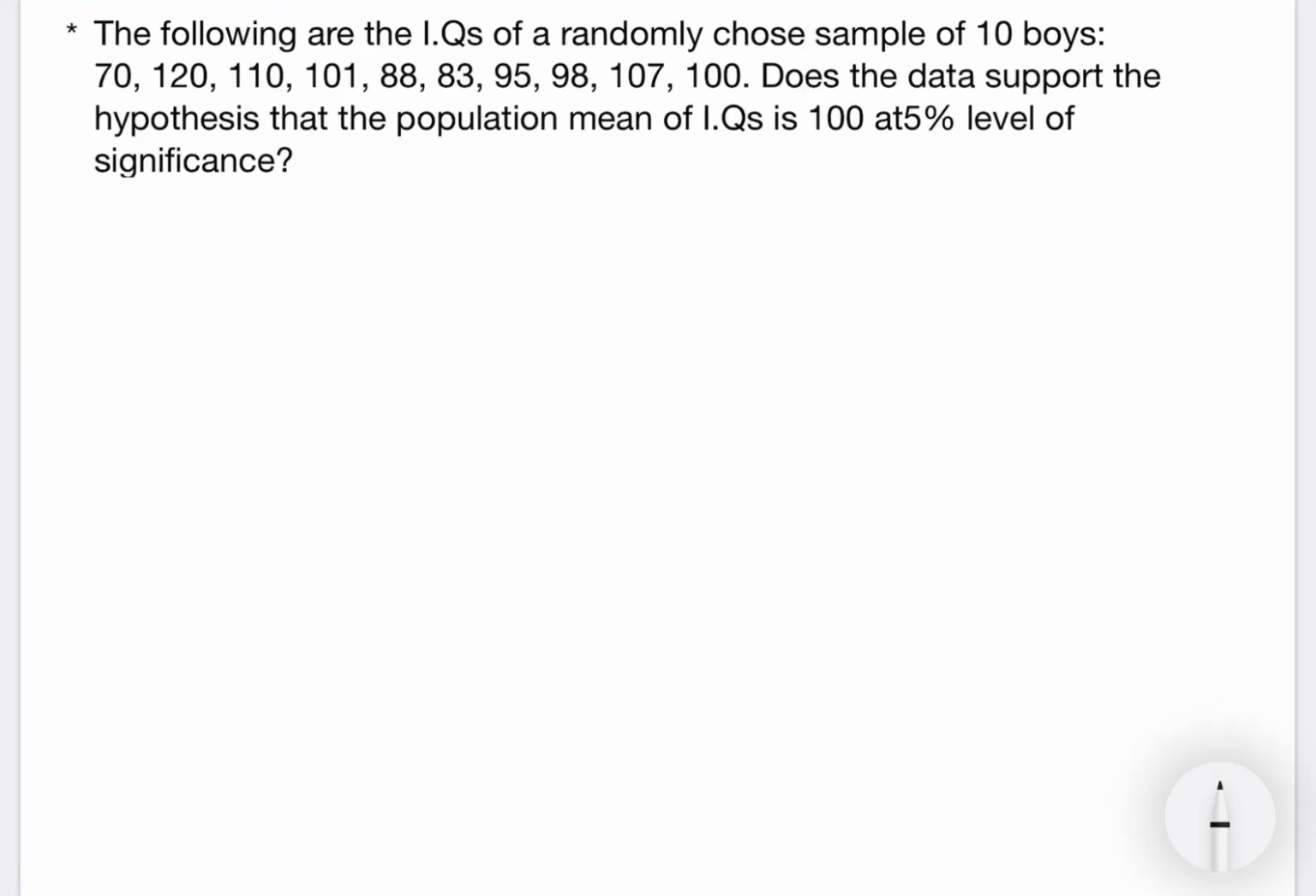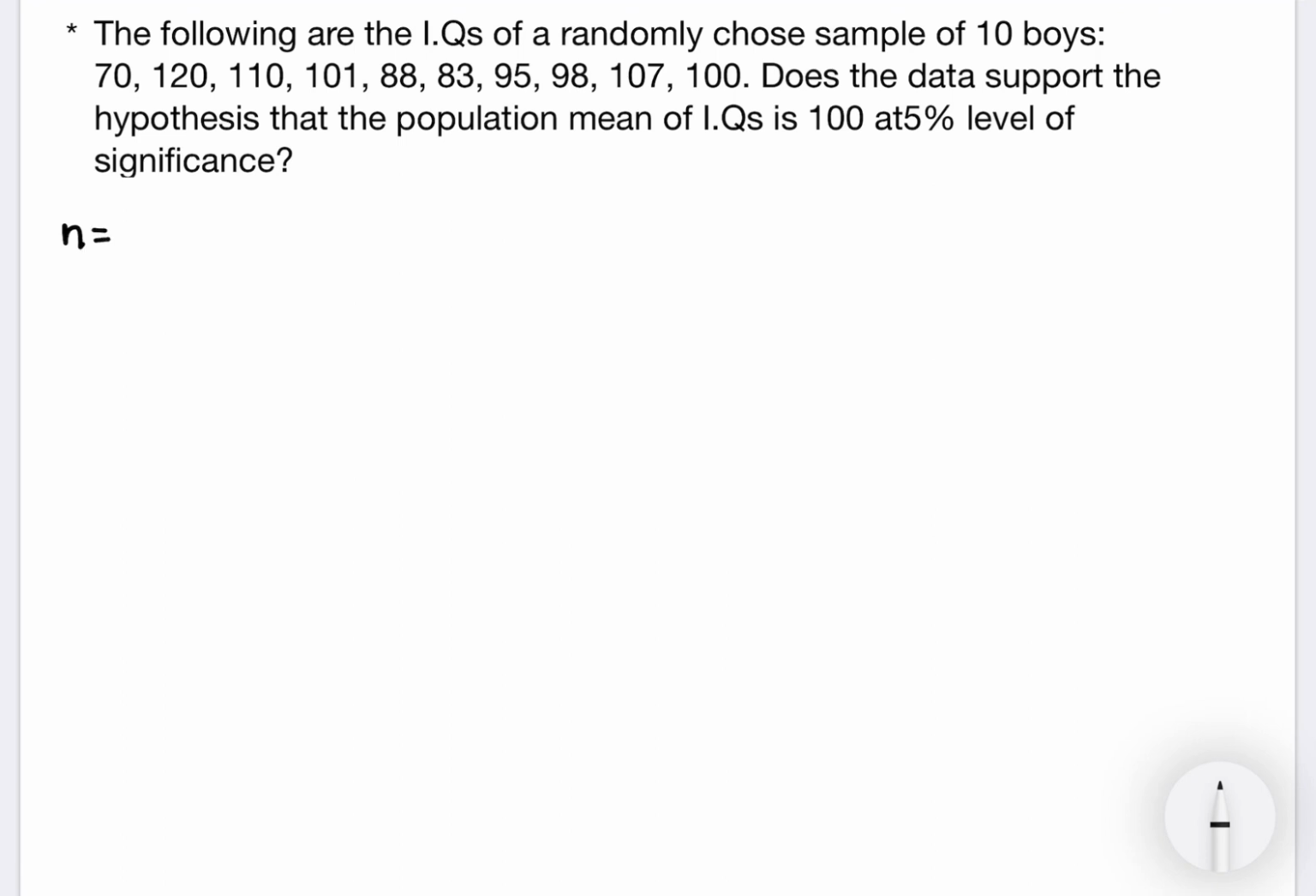The next problem is the following. The IQs of a randomly chosen sample of 10 boys are given as 70, 120, 110, 101, 88, 83, 95, 98, 107, 100. So in total there are 10 students. Does the data support the hypothesis that the population mean of IQs is 100 at 5% level of significance?